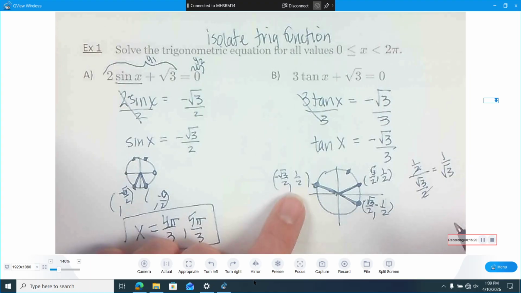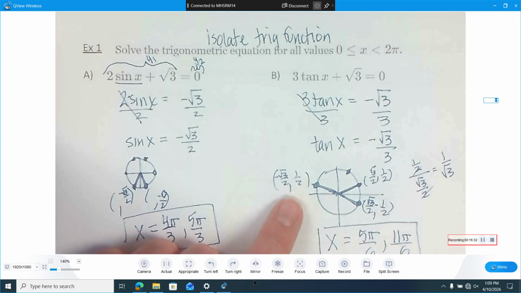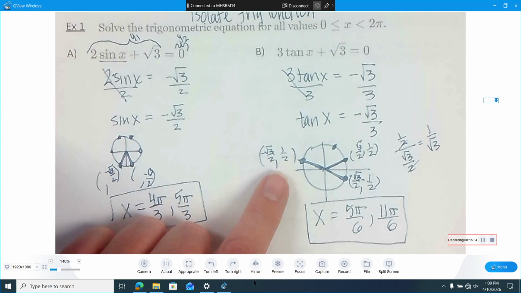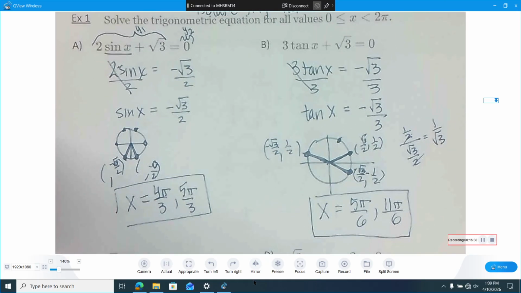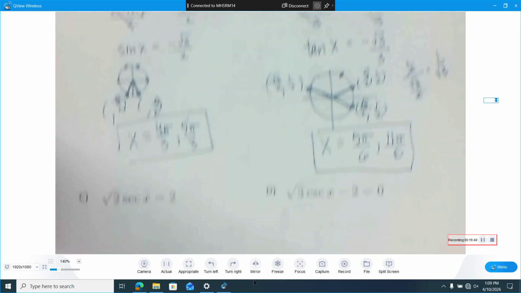That is negative. What angles are those? Yes. And 11 pi over 6. Beautiful. Good. 5 pi over 6 and 11 pi over 6. All right. Good. Questions so far? All right. It just takes time.